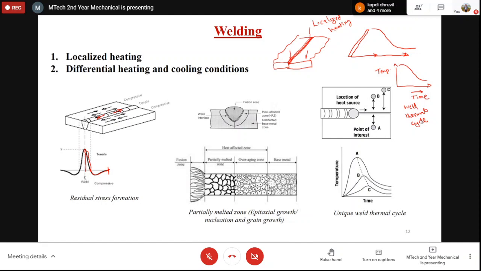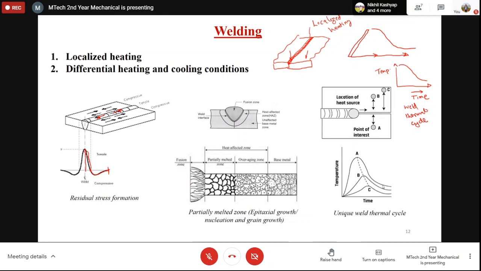If you take the different sections A, B, C, we'll see that A, being nearest to the fusion zone, will have the maximum temperature, and it will also rise fast because the heat transfer rate will be fast. The B portion has a different maximum temperature, and its cooling rate is different because the temperature difference is different here. The C point has a different maximum temperature, and its cooling rate is different. So each and every part has its own weld thermal cycle, which again causes differential stresses or residual stresses in the weld zone.